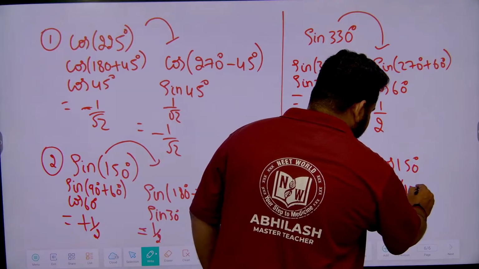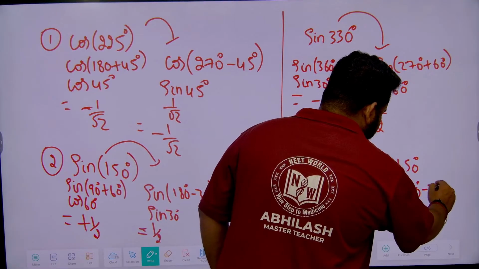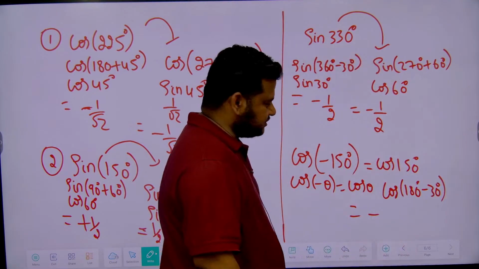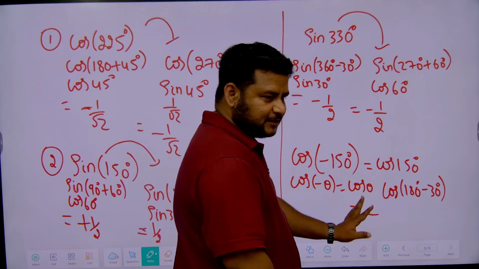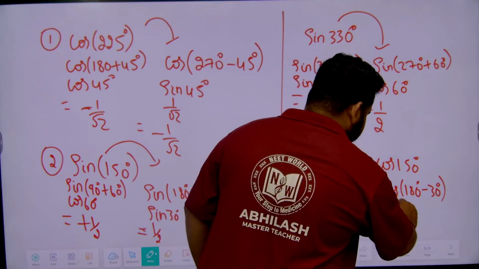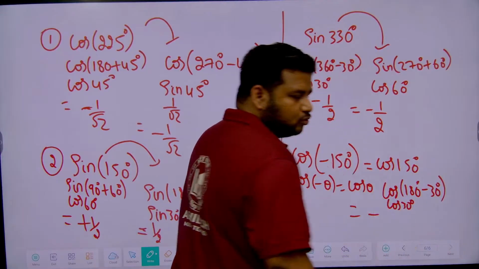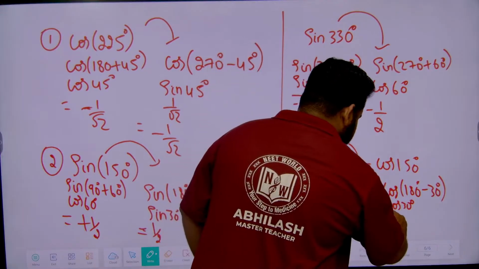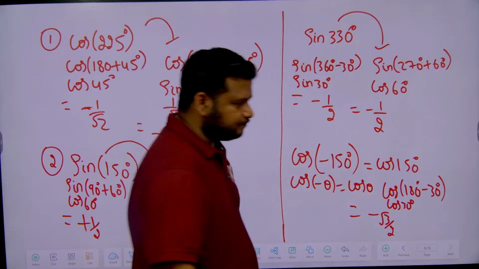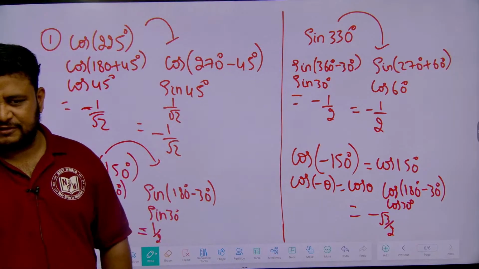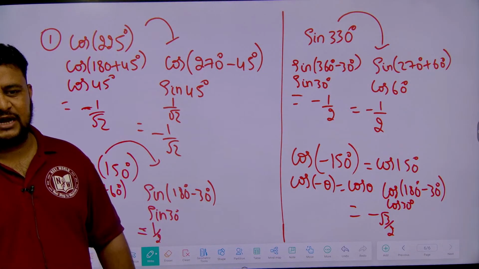Cos 180 minus 30, or I can also write it as cos 90 plus 60, whatever it is. 180 is what? Even. So cos will remain cos only. We will have cos 30 degree. Cos 30 degree is root 3 by 2. Minus is already there. So our answer will be minus root 3 by 2. Clear? Understood everyone? Minus root 3 by 2, you will get the answer.